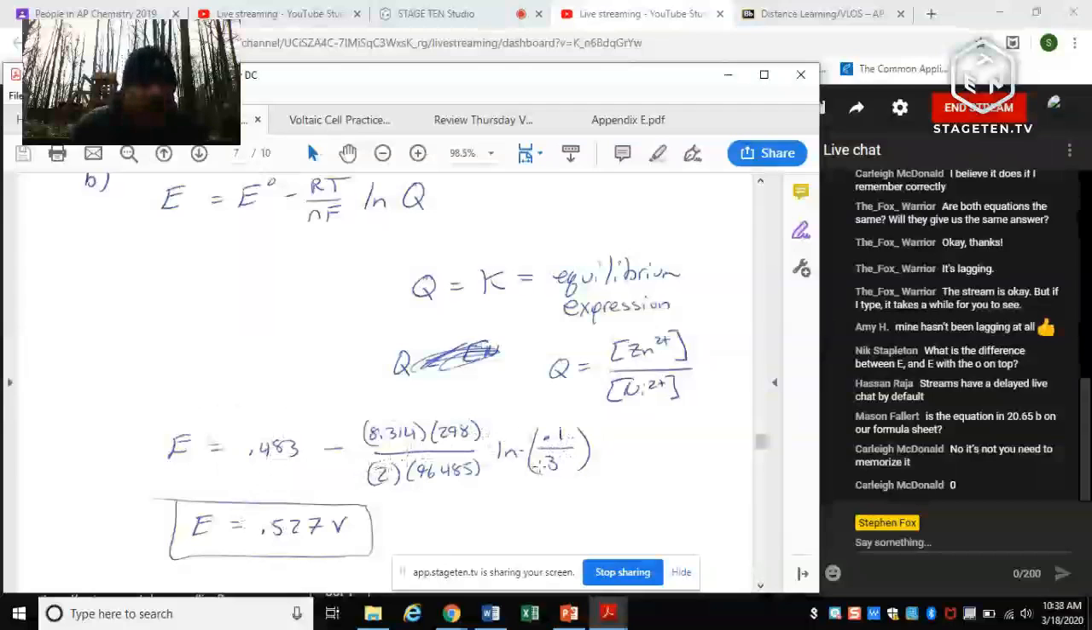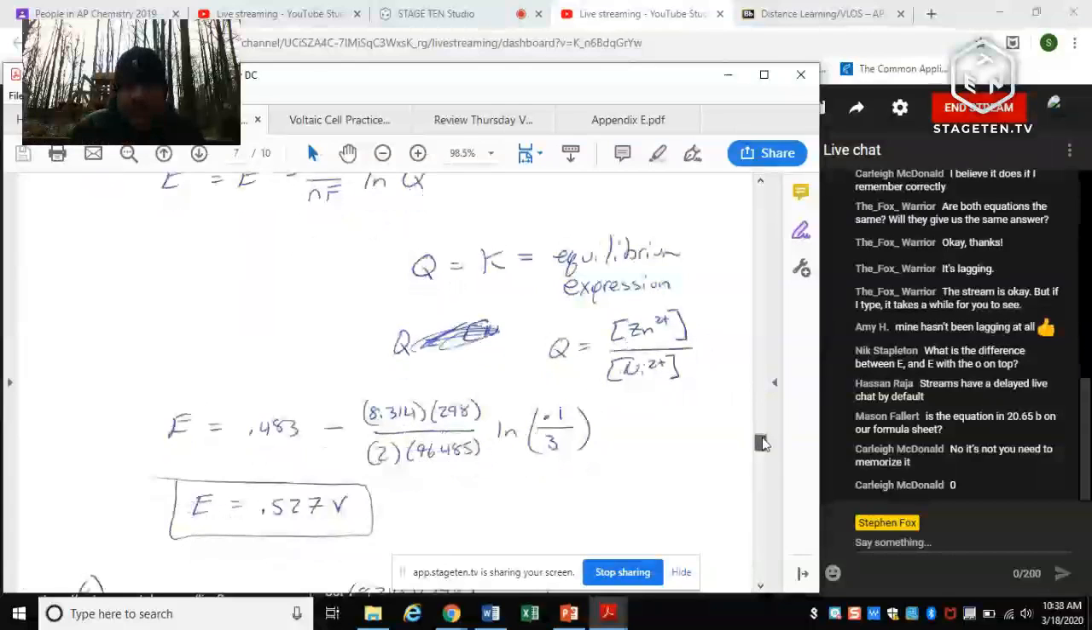And so what does that mean? It means if Q is greater than 1, then the new cell potential is going to be less than the standard cell potential. So you can just use Le Chatelier's principle if you're just trying to figure out greater than, less than, or equal to. But you have to use the Nernst equation to actually plug it in.